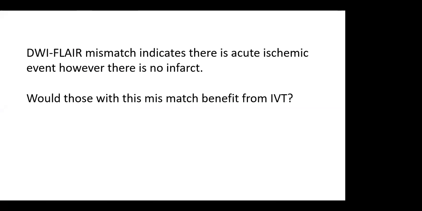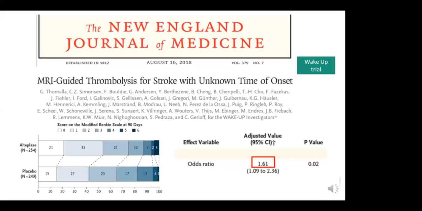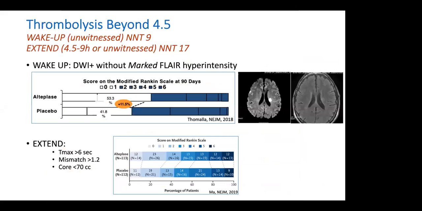Would those patients with this mismatch benefit from intravenous thrombolysis? There's another study called the WAKE-UP trial. This trial concludes that for those patients who have DWI and FLAIR mismatch, if we institute IV alteplase thrombolysis, there's a good outcome for them. Out of 503 patients who were enrolled in this study, 254 were assigned to thrombolysis and 250 received a placebo.